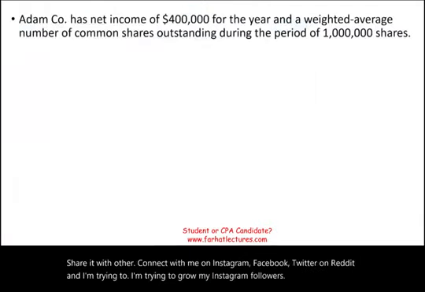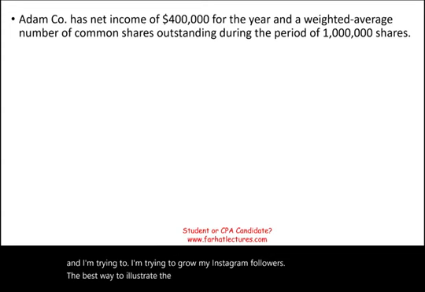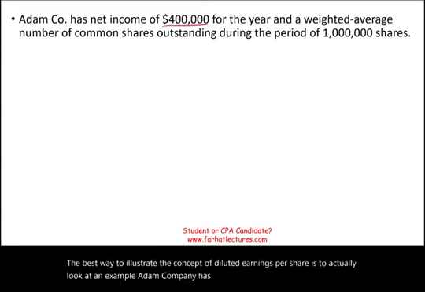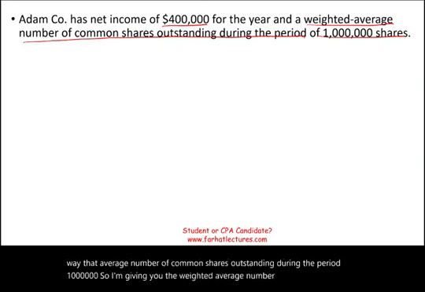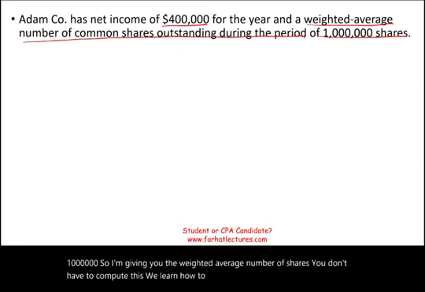The best way to illustrate the concept of diluted earnings per share is to actually look at an example. Adam Company has net income of $400,000 for the year and a weighted average number of common shares outstanding during the period of 1 million. So I'm giving you the weighted average number of shares. You don't have to compute this. We learned how to compute this in the prior session.